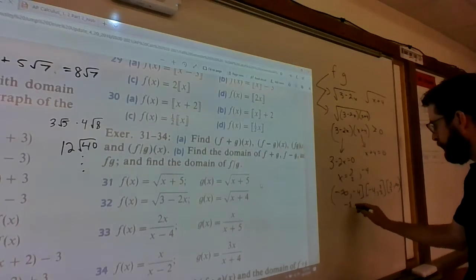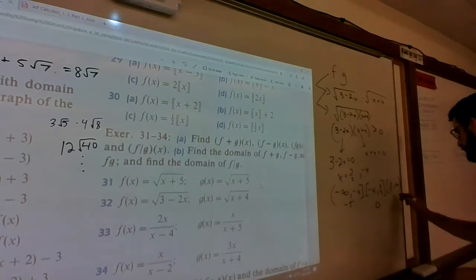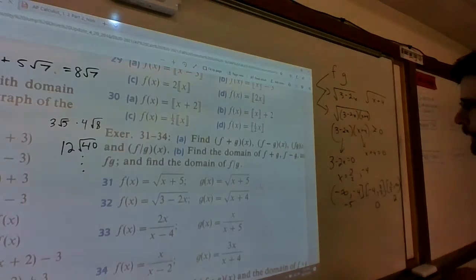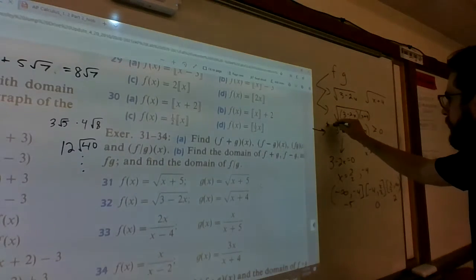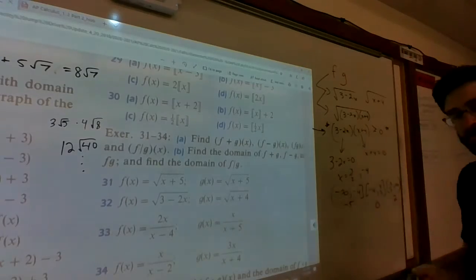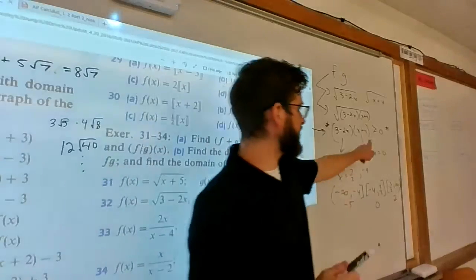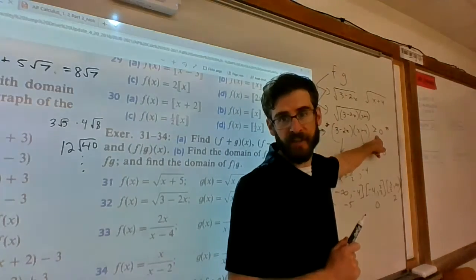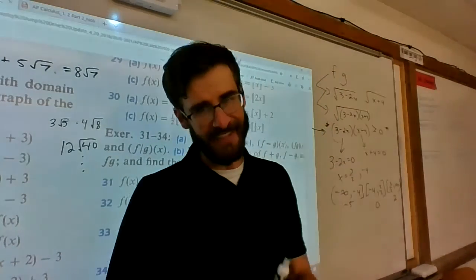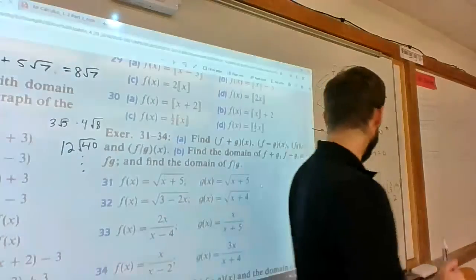You pick a point in between, and then you are plugging into this inequality to see if it's positive or negative. All right, if it's positive, it satisfies the condition that we need to be bigger than or equal to 0. If it's negative, it does not satisfy that condition.